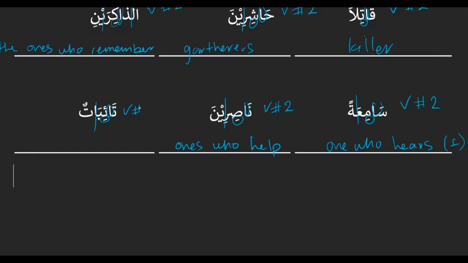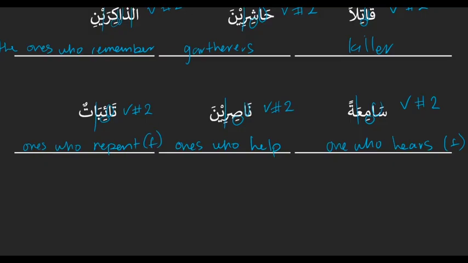Ta'ib, is this from taba? It is from taba. And so taba means to repent. So one who repents. But it's plural feminine. Repenters, feminine. Yeah. Ones who repent, feminine.